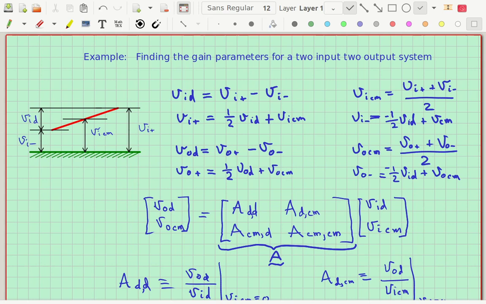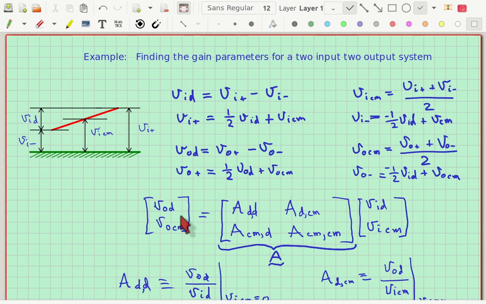First of all, let's look at the differential and the common mode. We have two inputs to this system. We have VI plus and VI minus. Those are the inputs at the positive terminal and the negative terminal of the amplifier. And we can write those two inputs in terms of the common mode voltage right here, which is the average of those two, and the difference, that's the VI plus minus VI minus. The equations that describe those things are over here on the right.